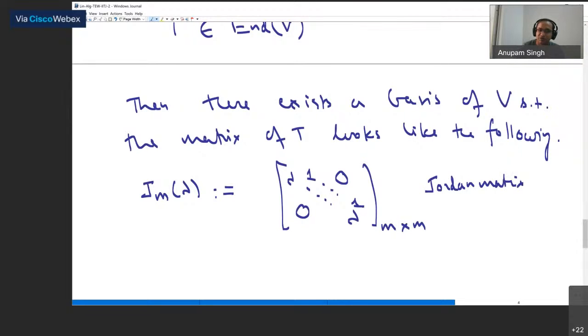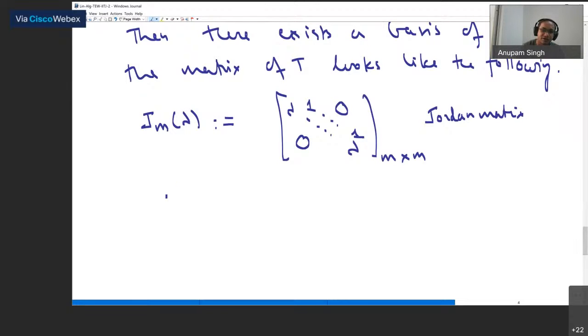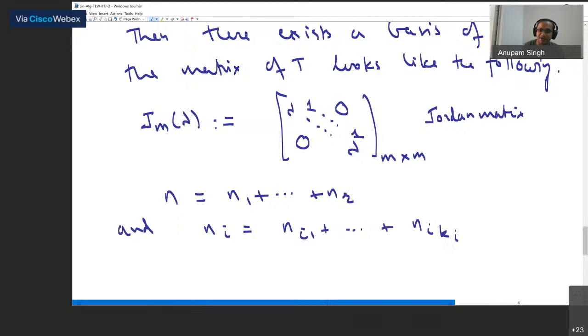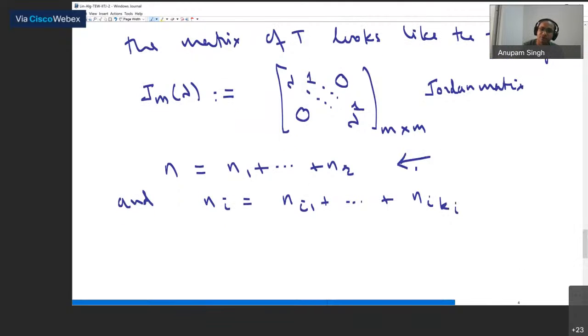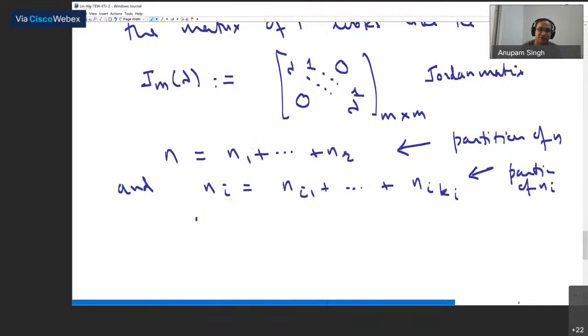So the theorem will say that first of all, there is a partition of n, which is n1 plus n2 plus ... plus nr, and there is a further partition of each ni. So each ni is further written as, let's say, ni1 plus so on, ni ki. This is again a partition of each ni. So this thing is supposed to be a partition of n, and this thing is supposed to be a partition of ni. So for every ni, n1, n2, and nr, each one of them, there is a partition.